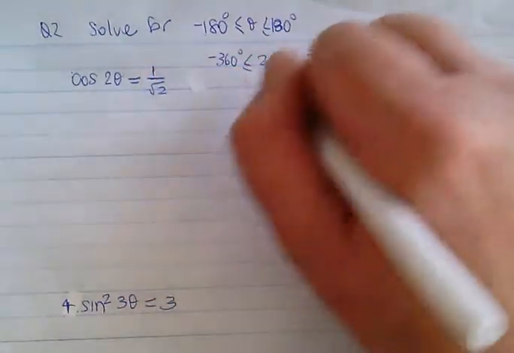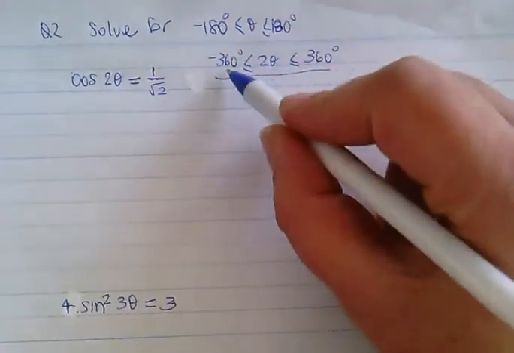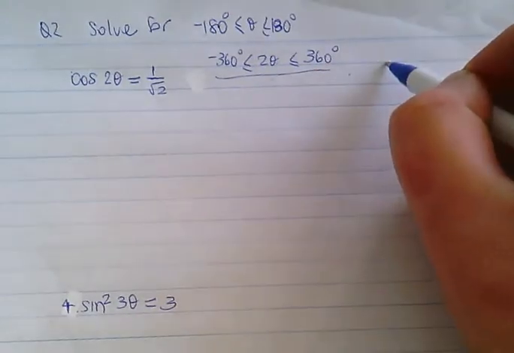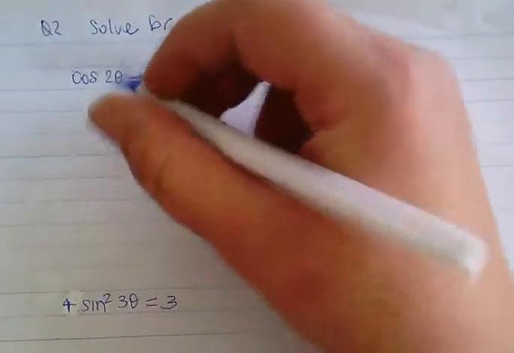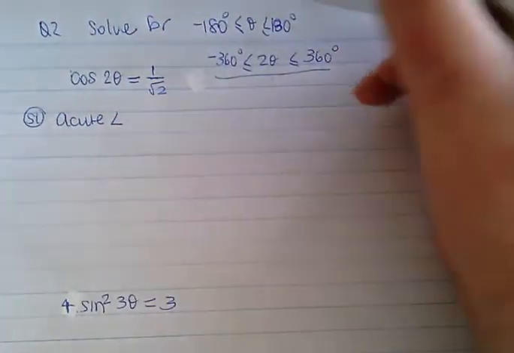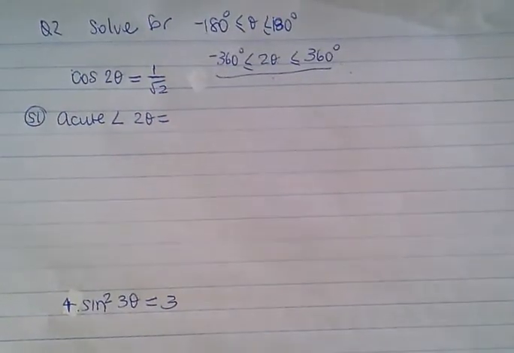Now, cos of 2 theta, so I still have to do 2 revolutions, but I don't keep going round. I do 1 revolution anti-clockwise, and then I'll do the other one clockwise. But I'll draw them in a minute. All right, let's do our steps. 0 lies between negative 360 and 360, you've got to pass through 0. So, step 1, what's the acute angle? Acute angle 2 theta is what? Cos of what? 45.